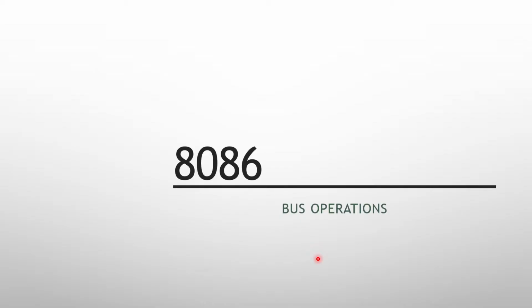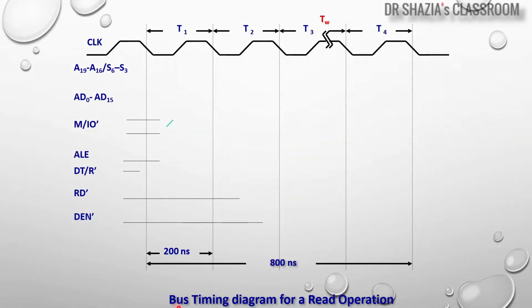So we'll look into bus operation. First thing I have taken is the timing diagram of a read operation. Here I am not telling whether it is a memory read or IO read, but in this single timing diagram, I will explain how your memory read or IO read operation will look like.